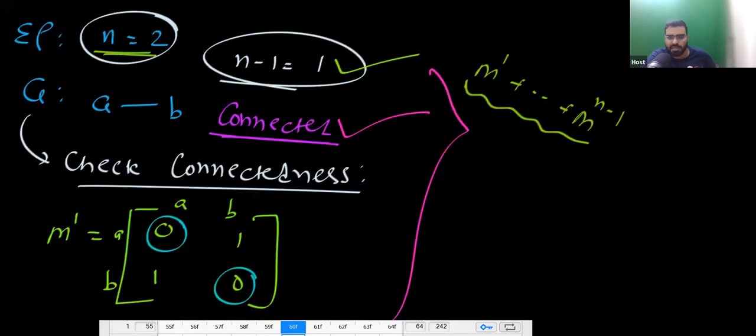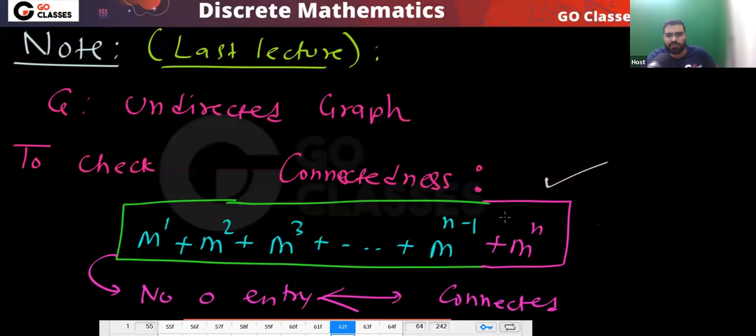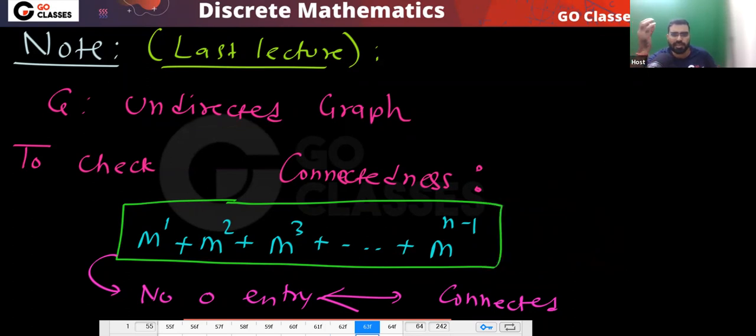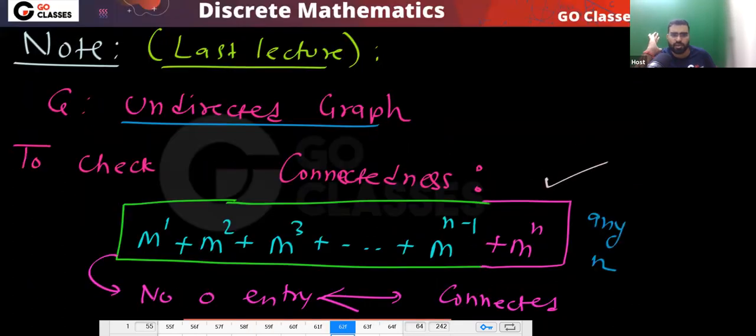Now, I'm also saying that this method will work for all n. This is what you can do: m power n plus m power n. So this will also work for n equal to 2. Are you getting my point? If you have an undirected graph, then it will work for any n. So this is a simple observation. This is not a big thing, but it is a simple observation that I wanted to tell you. That's it. Okay, let's move on now.